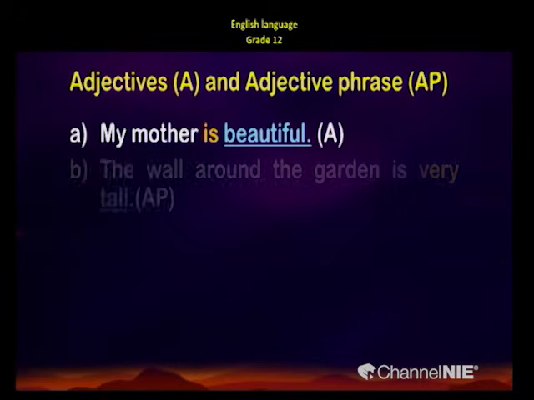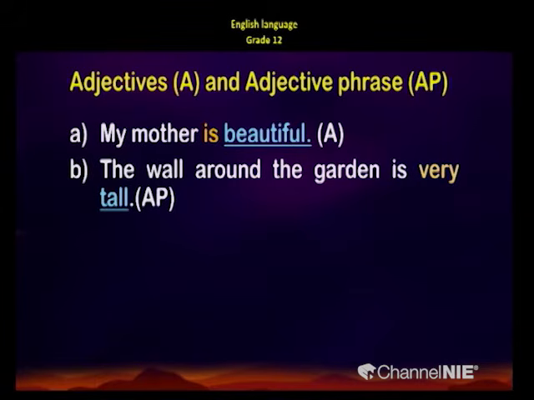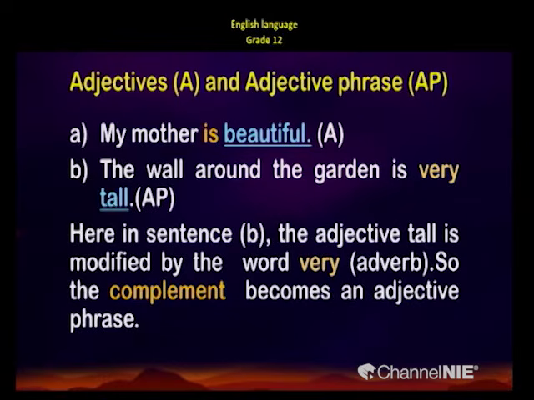In the next sentence, the wall around the garden is very tall. What's the adjective in that sentence? Tall. Yes. Then what happened to the word tall? It is modified with the word very. It is an adverb. When the adjective is modified by some other words, it becomes an adjective phrase. Here in sentence B, the adjective tall is modified by the word very. So the complement becomes an adjective phrase.